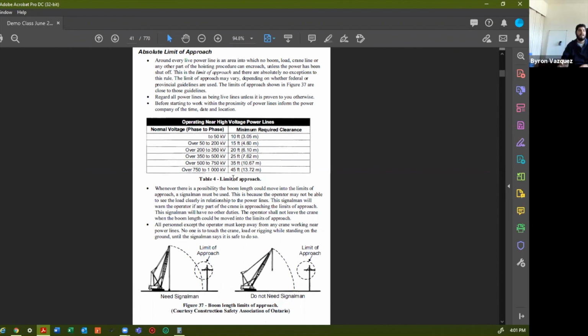And the reason why is because that voltage can actually jump across the power line and energize the crane that you're using, and now you're in an unsafe condition. So get to know this chart because you will be asked about it.